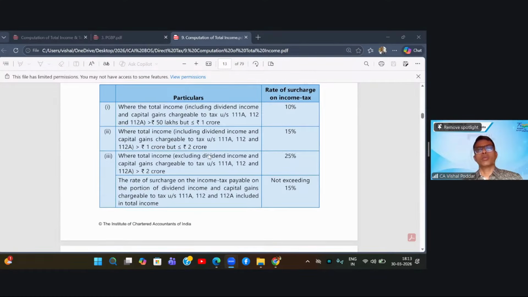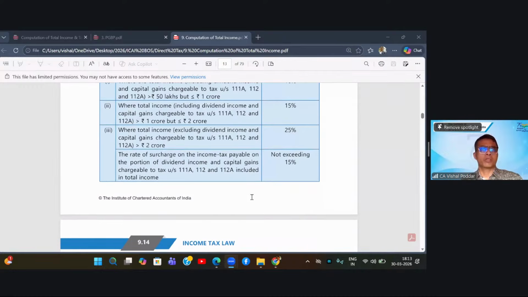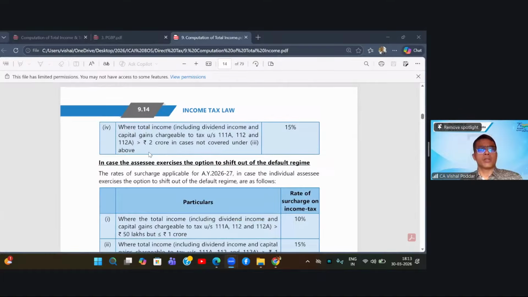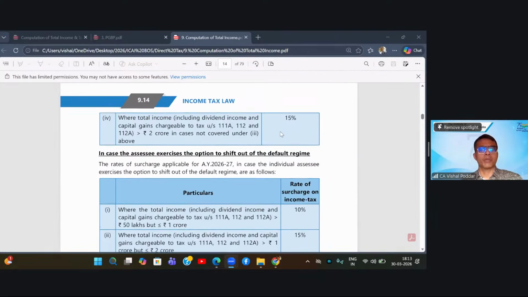Now, after you cross this 15%, that is after you cross 2 crores, you have to check your total income by excluding some incomes like dividend and capital gains under these 3 sections. And if this amount, excluding these incomes, is exceeding 2 crores, on that amount it is 25%. And the tax rates on these incomes, that is 112A, 111A, etc., will only be 15% because that is the highest surcharge rate for these incomes. Further, where your total income, including all these incomes, exceeds 2 crores, then on the entire income it is 15%.